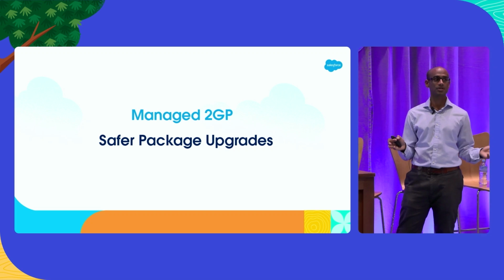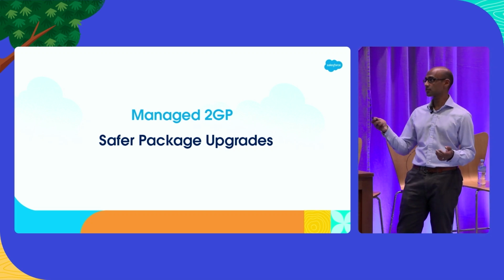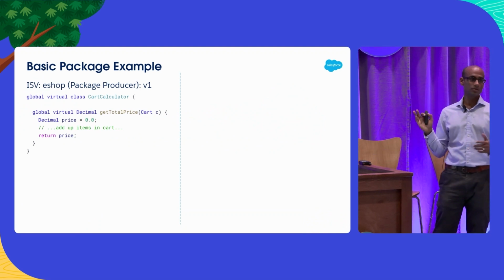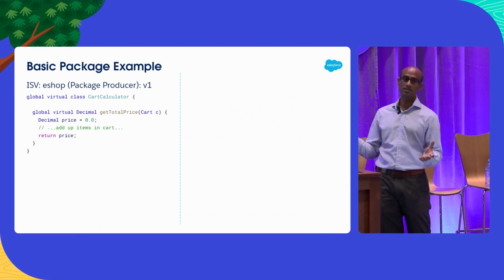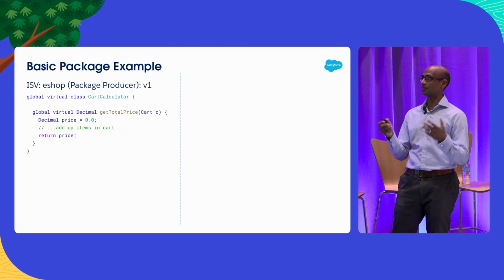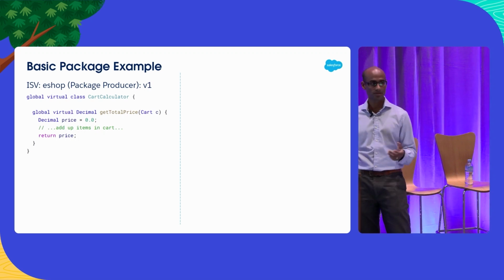But there are a couple of gaps compared to 1GP. So let's work through an example where there's gaps in 2GP. There's going to be two sides to this. We're going to have the package publisher on the left, and this is an ISV, and they've got a namespace, eShop, and they sell a commerce package.